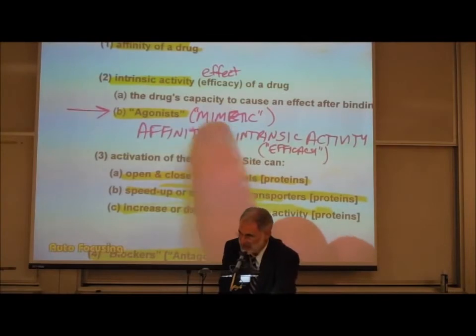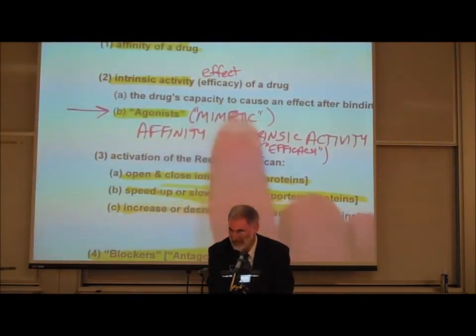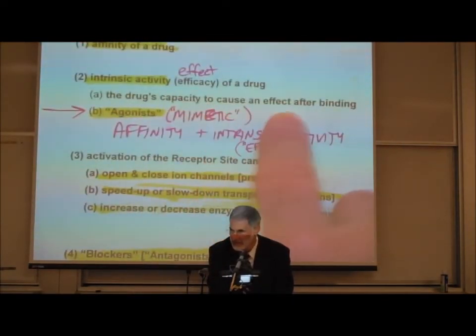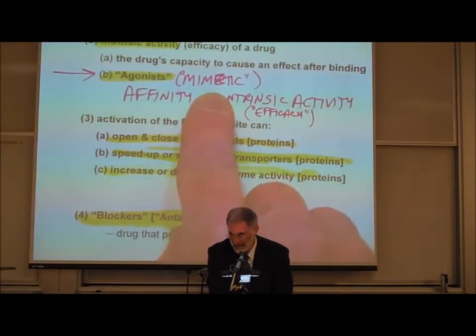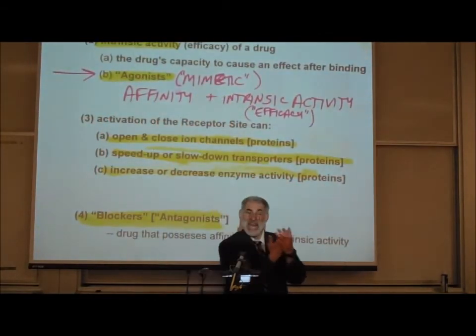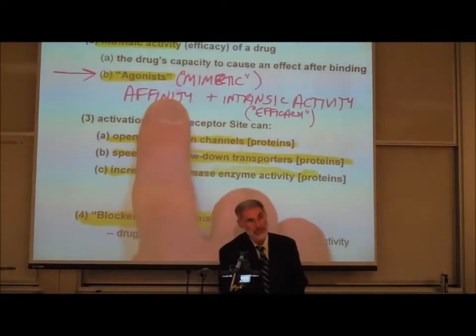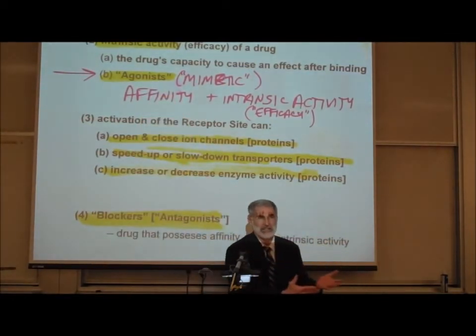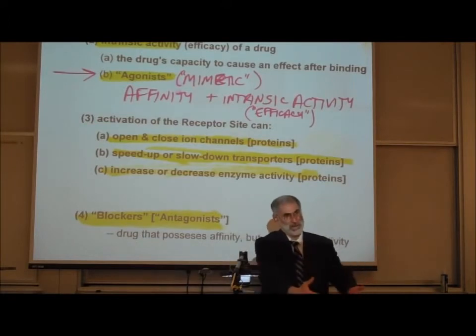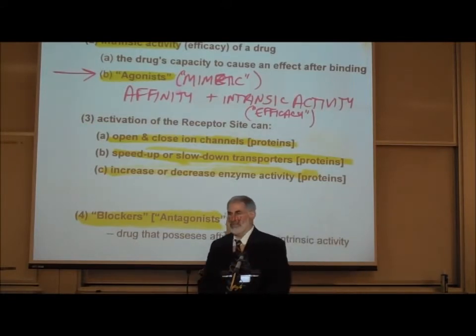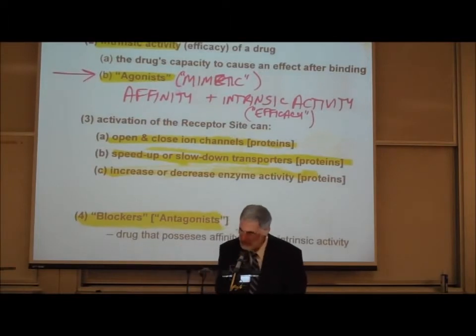If it activates it, we say it has intrinsic activity. That's the capacity to cause an effect after binding. An agonist or a mimetic is a drug that attaches to the receptor site, it has affinity, and it activates it. It mimics our own natural hormones or neurotransmitters. I'm going to give you examples of all this momentarily.